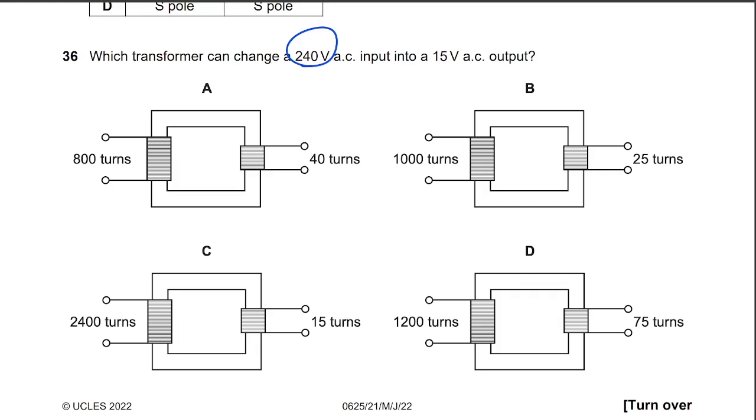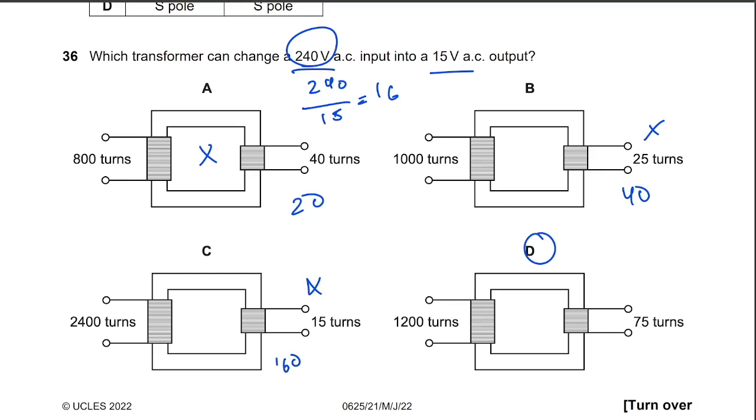What we have to do here is look at which transformer can change 240 volts into 15 volts, so which one has the same ratio. It's quite simple: you look at which one equals the same. If we do 240 divided by 15, we get 16. Now we just divide everything. 800 divided by 40 is 20, so this is wrong. We need 16. 1000 divided by 25 is 40, so again this is wrong. 2400 divided by 15 is 160, so this is wrong. So the answer would be this one, but let's confirm it. 1200 divided by 75 is equal to 16. You can see this is 16 and this is 16. So the answer is D.